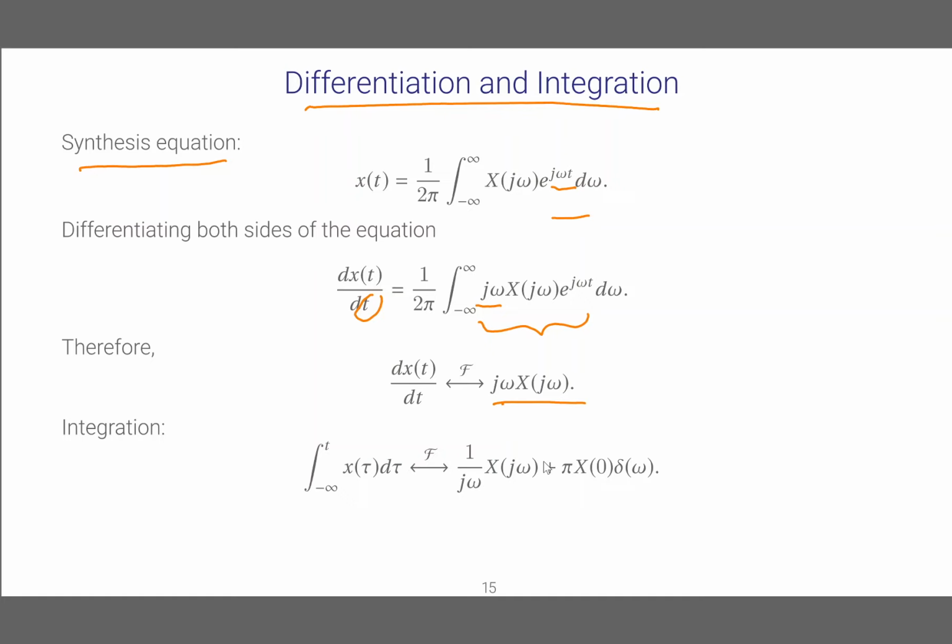The integration property: the running integral from minus infinity to t of x(tau) d tau has a Fourier transform 1 over j omega times X(j omega) plus this constant pi X(0) delta(omega). So we must not forget this part.